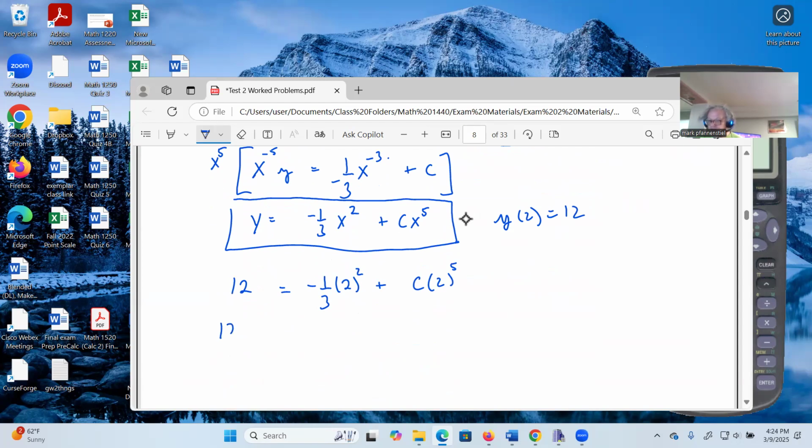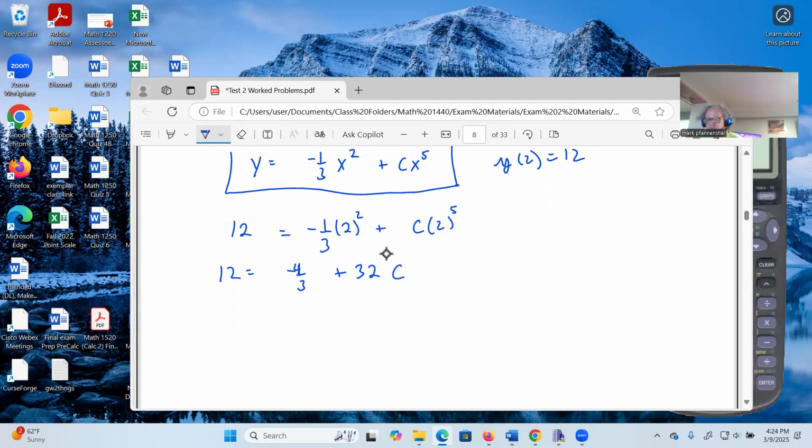So we're going to say this is 12 is equal to negative 1/3. I'll say negative 4/3 because 2 times 2 is 4. 4 times 1/3 is 4/3. Plus, and 2 to the 5th is 32, C. And we just have to go ahead and solve for C here. So we're just going to say, okay, we have 12 plus 4/3, right? We're just going to add that. And this is equal to 32C.